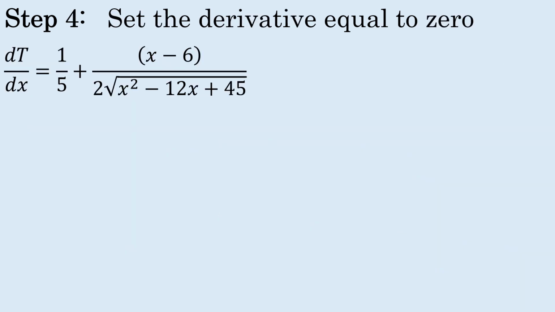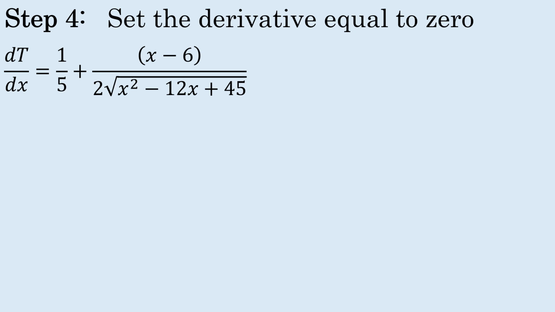I described step 3 as the calculus step. Step 4 is the algebra step. We are going to be doing a lot of algebra in step 4 when we set the derivative from step 3 equal to 0. In this problem, and as is often the case in optimization problems, the most work that is required for the problem will happen in this step.